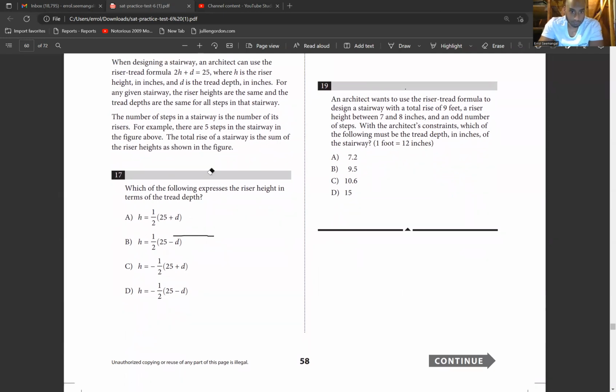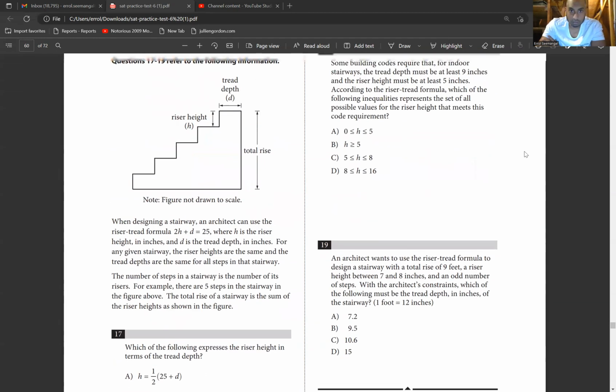An architect wants to use their riser tread formula to design a stairway with a total rise of 9 feet, a riser height between 7 and 8, and an odd number of steps. With the architect's constraints, which of the following must be the tread depth in inches of the stairway? 1 foot is 12 inches.